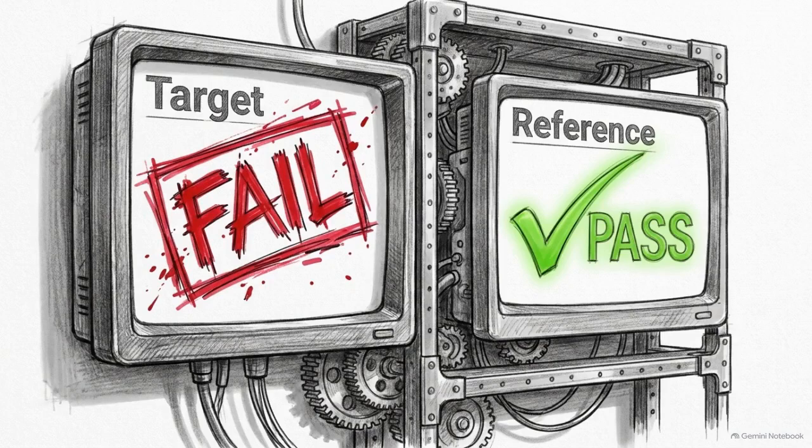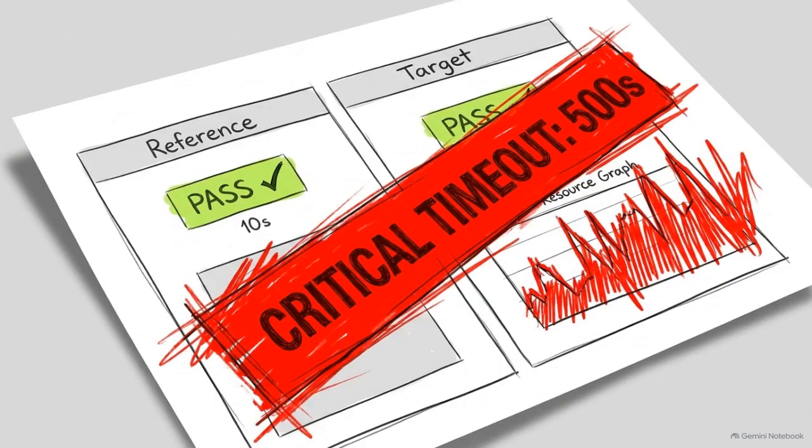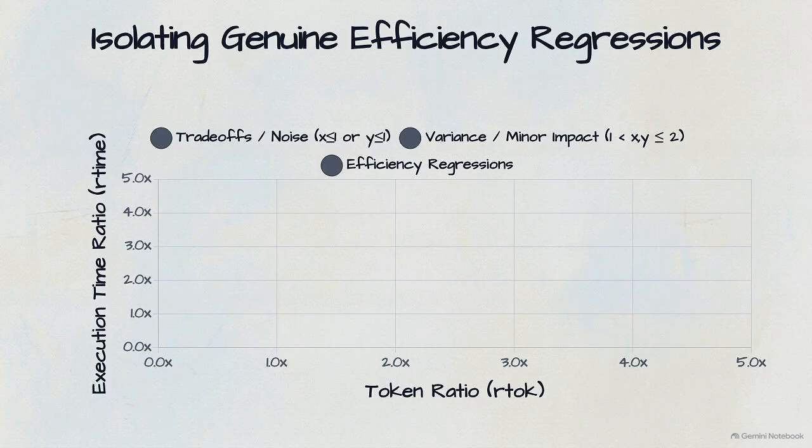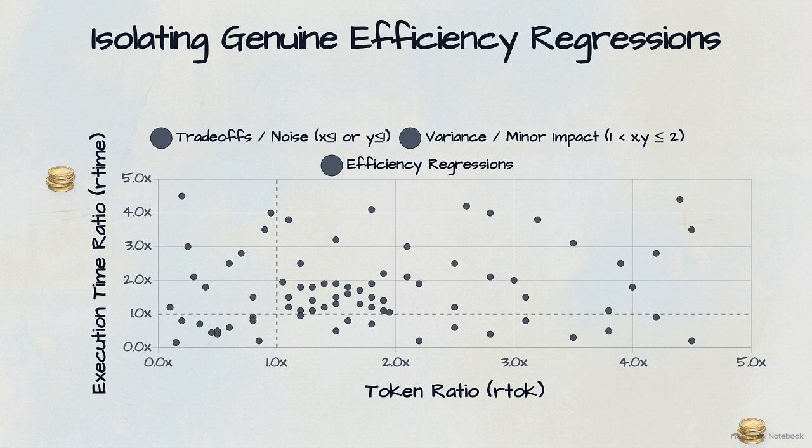Scaling this differential method to over 20,000 paired comparisons, the researchers isolated two distinct classes of operational failure. The first is the functional failure. This occurs strictly when the target run fails the verifier while the reference run passes. The second, more subtle class is the efficiency regression. In these cases, both the target and reference pass the task, but the target run incurs a massive performance penalty.